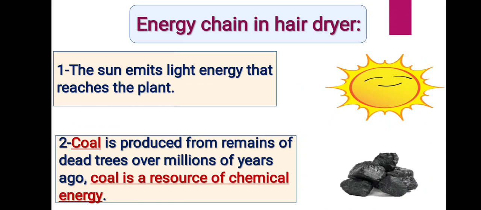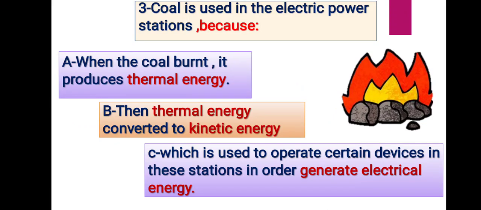As we can see in this picture, this is the coal. The coal is produced from the remains of the dead trees over millions of years under the earth's surface. So when the plants die, and after millions of years under the earth's surface, the dead plants change into coal. The coal has which type of energy? The coal is a dead plant, so it has chemical energy.